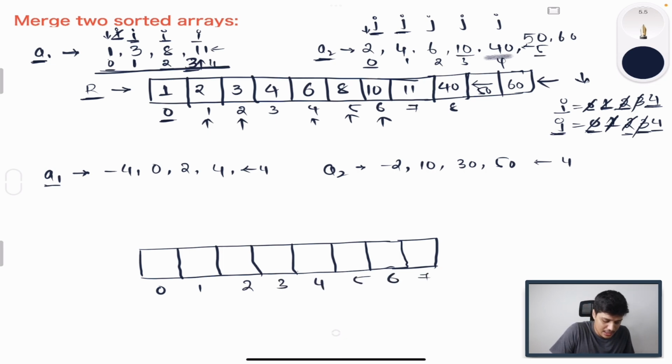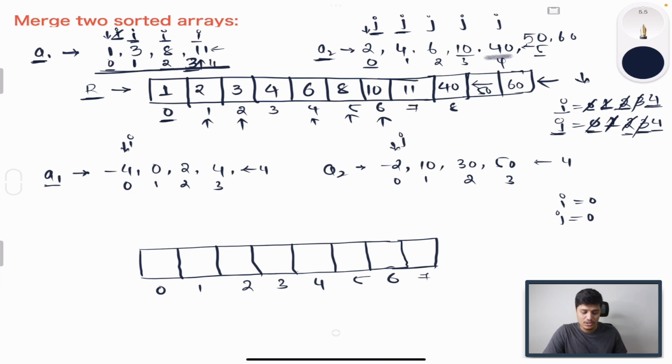So in the beginning, 0, 1, 2, 3 are the indexes for array 1, and 0, 1, 2, 3 are the indexes for array 2. In the beginning, I will define one variable i, initialize it with 0, so I will be pointing in array 1. And I will define one more variable j, and also initialize it with 0. So j will be pointing to the 0th index.